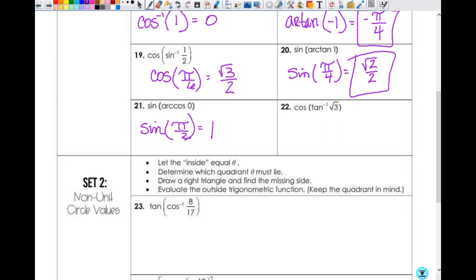What's the sine of pi halves? 1. You got time for that. You got to learn this.